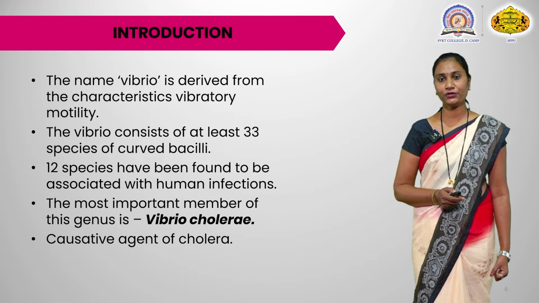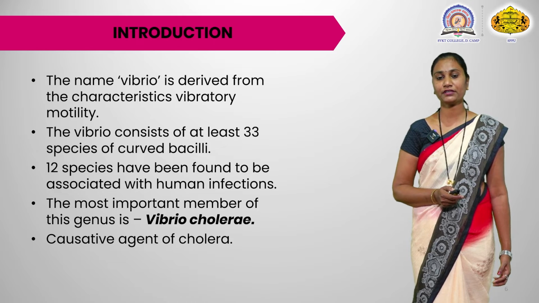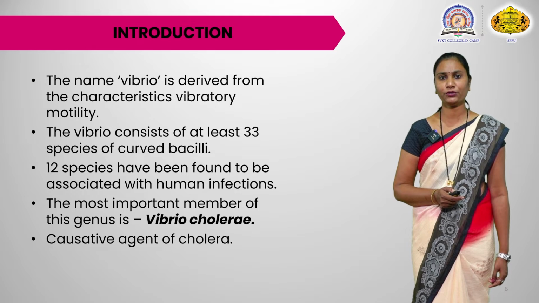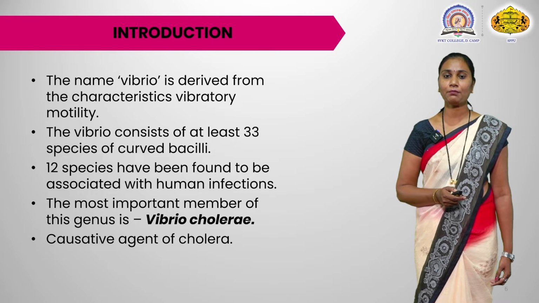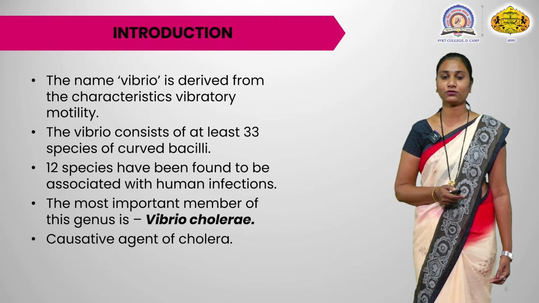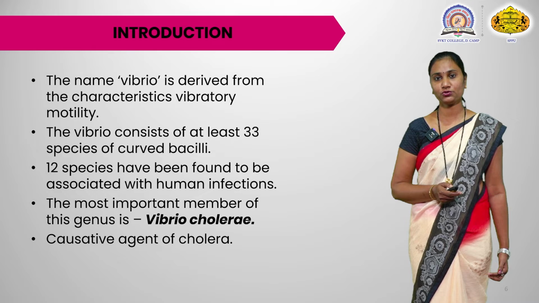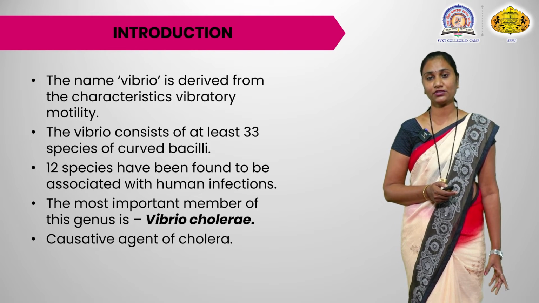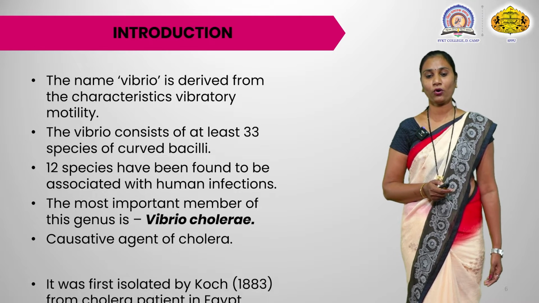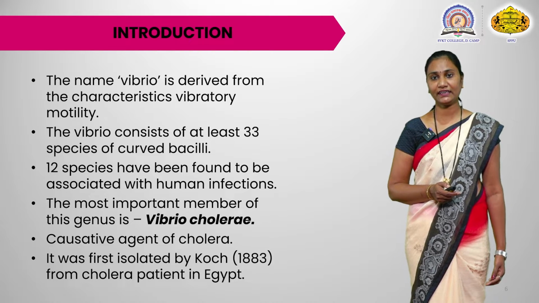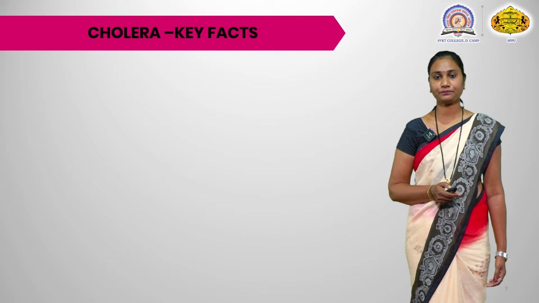The genus Vibrio consists of about 33 species of curved bacilli. If you see the morphology of Vibrios, they are comma-shaped organisms, and among these 33 species, 12 species are found to be associated with bacterial pathogenesis. The most important pathogen of this genus is Vibrio cholerae, which is associated with the well-known disease cholera. This cholera bacillus was first isolated in 1883 by Koch from a cholera patient in Egypt.